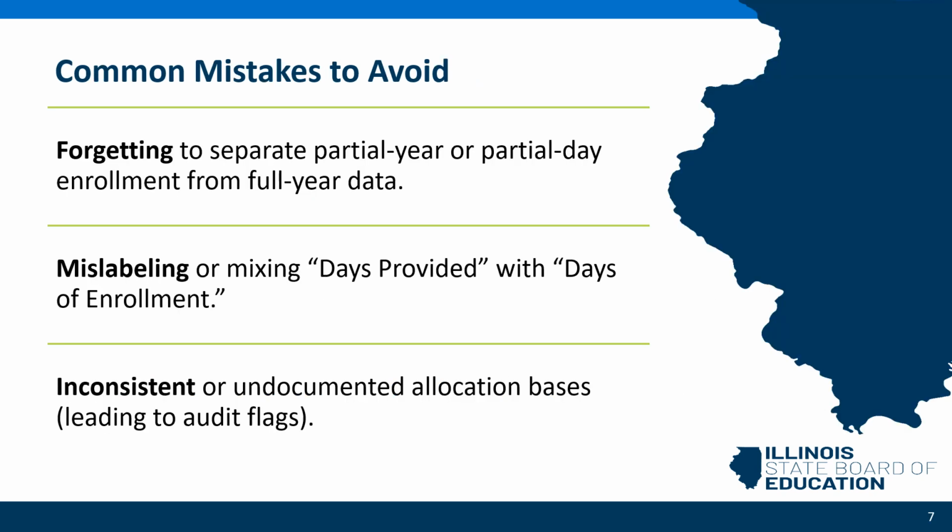Common mistakes to avoid. Some common mistakes to avoid include confusing days provided with days of enrollment and failing to document why you chose a specific allocation method. These errors can cause issues during the Illinois State Board of Education's review, potentially leading to audits or even reduced reimbursements. Keeping accurate records and using clear, justifiable allocation methods will help ensure a smooth approval process.